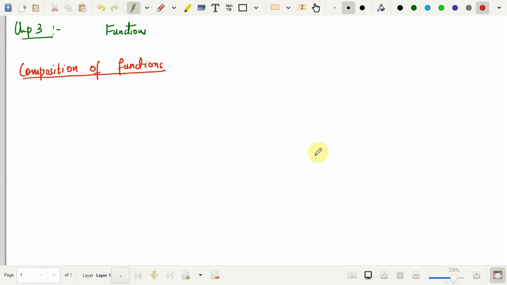Welcome to the lecture series on the course Foundation of Mathematics. In this session we will discuss the notion of composition of functions. So let's see the definition of composition of two functions.